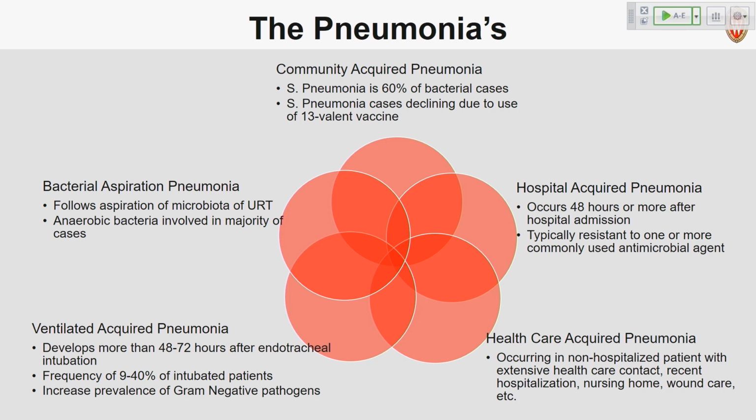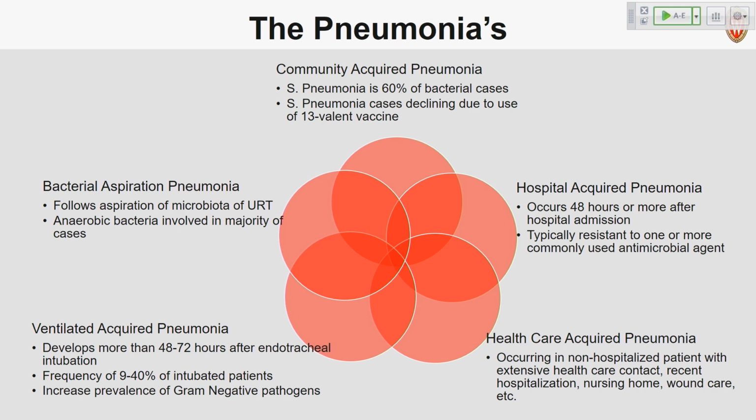Hospital-acquired pneumonia, so worth defining here, this is occurring 48 hours or more after hospital admission. And with hospital-acquired pneumonia, it's relevant that typically there's resistance to one or more commonly used antimicrobial agents, which is going to contrast a little bit with the community-acquired pneumonia.